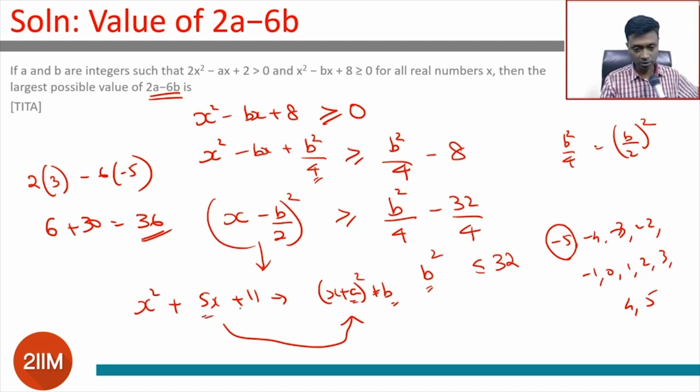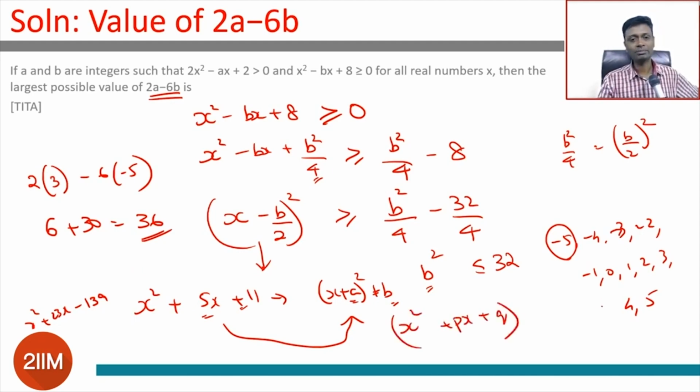Add that to your list of skills today. Do it with a lot of numbers. Anything, x square plus 23x minus 139. Write it as some (x minus k) the whole square plus m. Or if you have x square plus px plus q, write it as some (x plus something) the whole square plus an adjusting term. That skill is vital.